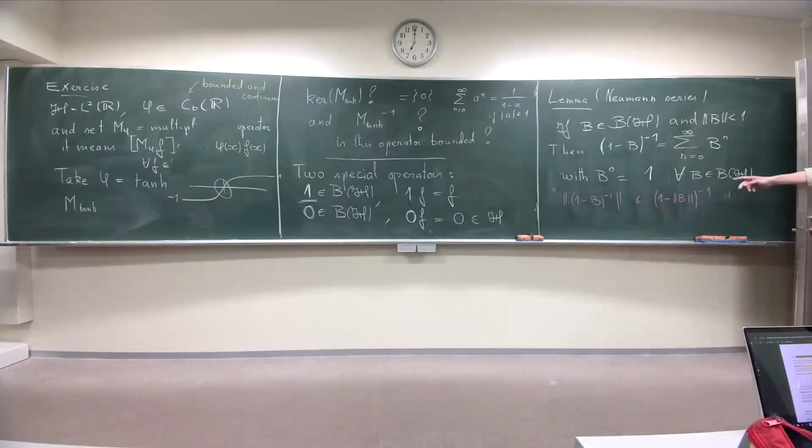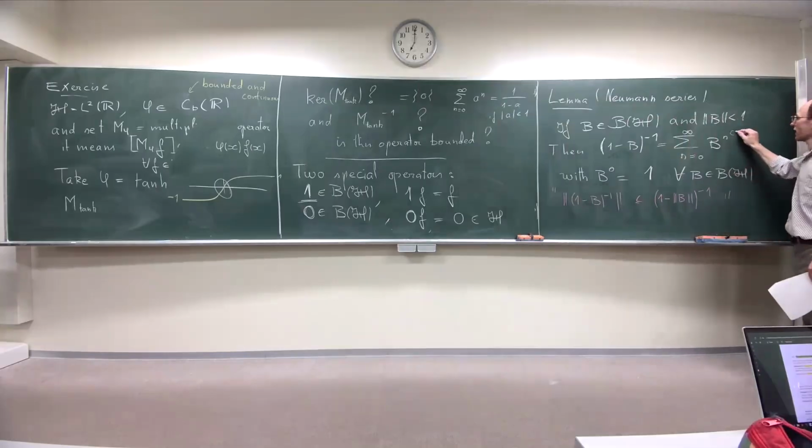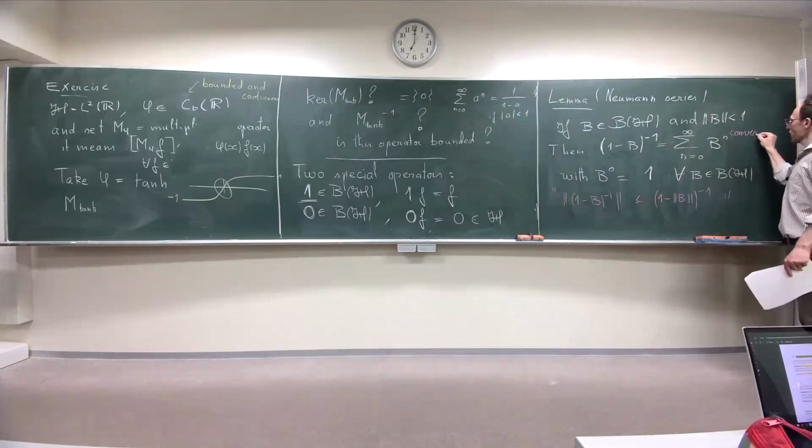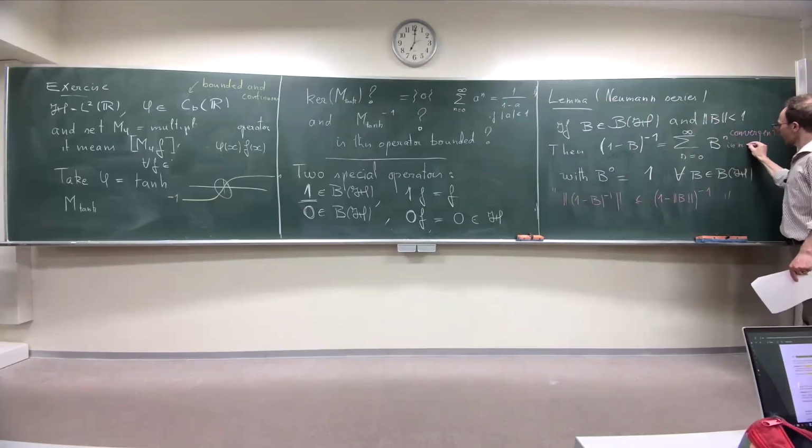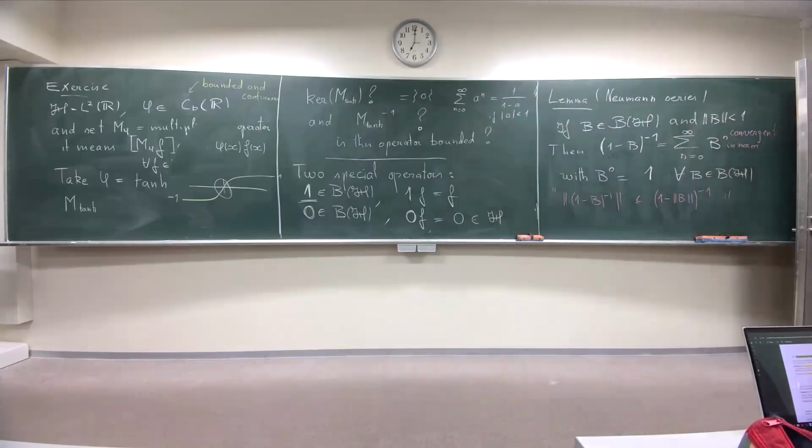So yes, this infinite sum is convergent. And in fact, it's even convergent in norm. We have seen 3 types of convergences: uniform, strong, and weak. In norm means it's the same as uniform. So this convergence is the best one.